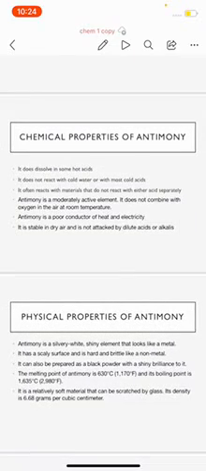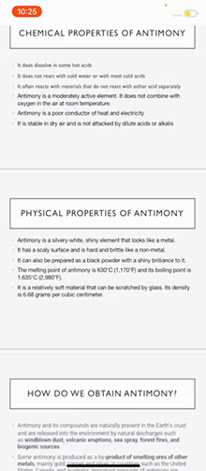And the physical properties. Actually, antimony is a silvery white, shiny element that looks like a metal. As we have already seen in the picture, it has a scaly surface and is hard and brittle like a non-metal. It can also be prepared as a black powder with a shiny brilliance to it. So the melting point of antimony is 630 degrees C, as we discussed, and its boiling point is 1635 degrees C. It is a relatively soft material that can be scratched by glass. Its density is 6.68 grams per cubic centimeter.